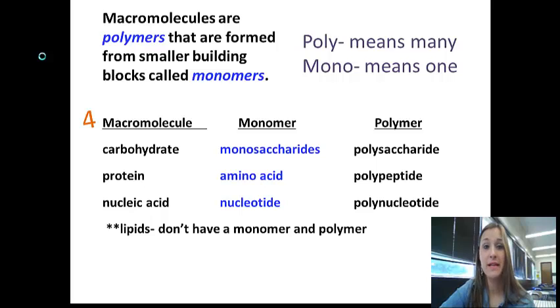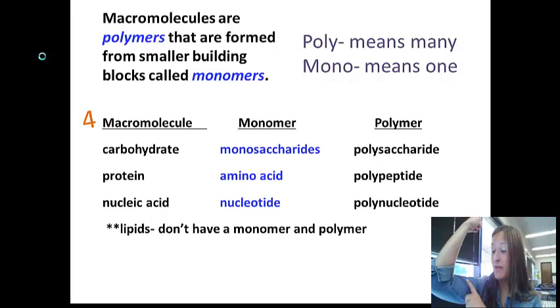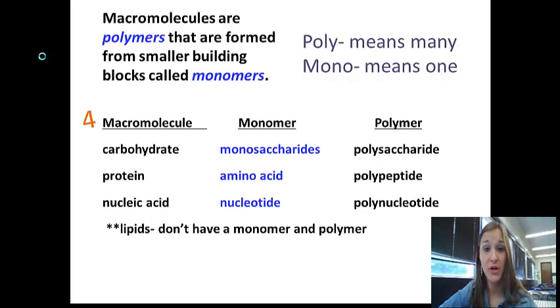Your proteins, boys, you probably think of proteins when you go to the gym, when you need to build muscle. What do you usually drink before or after a workout? A protein shake. We're building muscle here. And nucleic acids, well, we're going to learn all about what that is in a second.